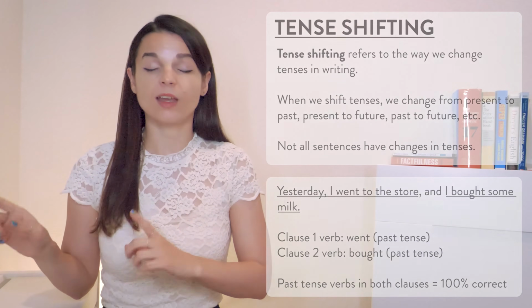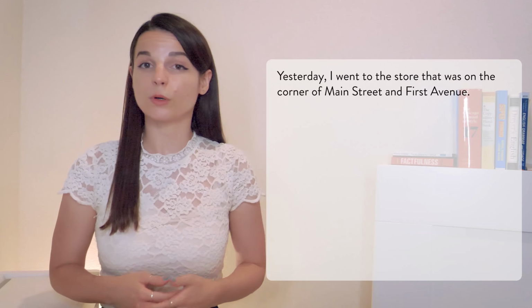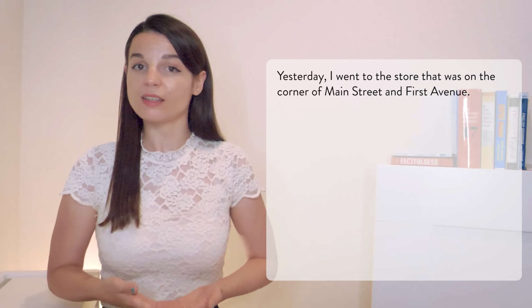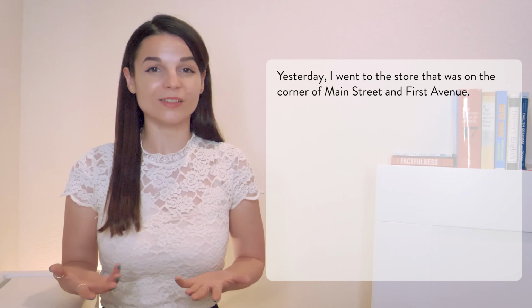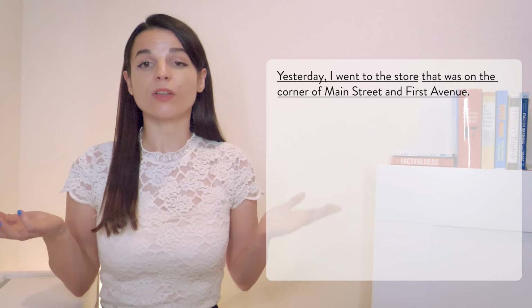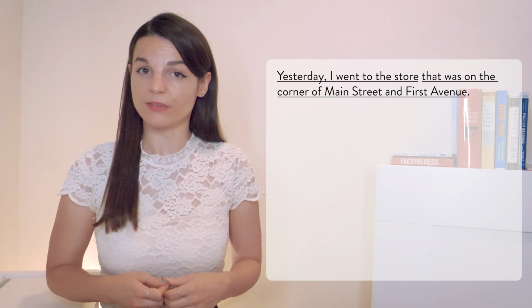They're complete. Let's compare this to a sentence that uses verb tenses inappropriately. This is an example of a common mistake in tense shifting. Yesterday, I went to the store that was on the corner of Main Street and First Avenue. Again, in this sentence, we have two clauses. 1, yesterday, I went to the store, and 2, that was on the corner of Main Street and First Avenue.